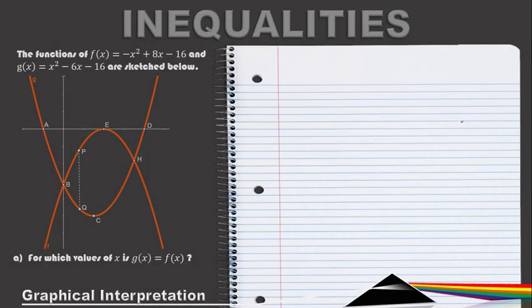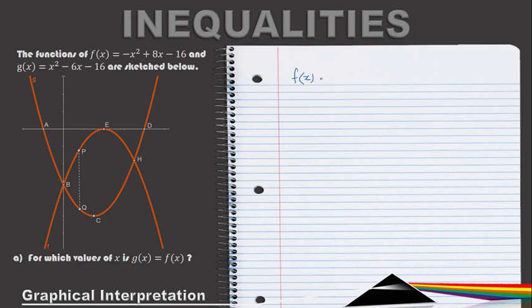So the functions f(x) and g(x) are sketched, and for which values of x will g(x) equal f(x)? So that means this coordinate and this coordinate. Now here we can see that where x is equal to 0, but we still need to find this one, but we'll just follow the normal procedures.